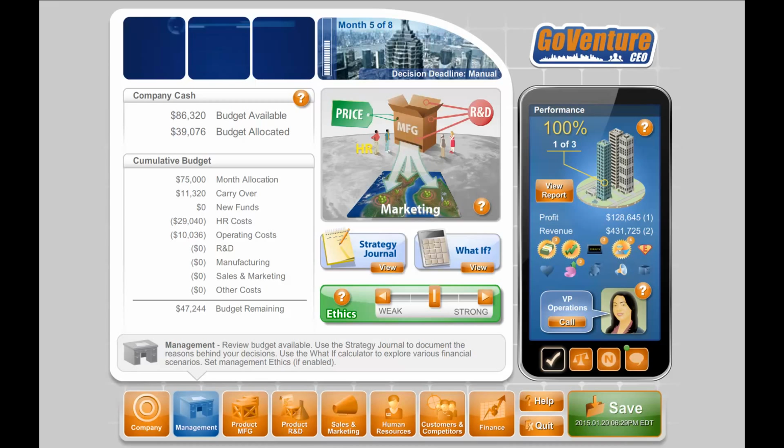Let's review the smartphone. The smartphone has 4 apps that you can access by clicking the orange buttons: Your Performance, Your Budget, Industry News, and Messaging. The Performance app provides a visual summary of how you are doing compared to the other businesses you are competing with. Our current ranking is shown here.